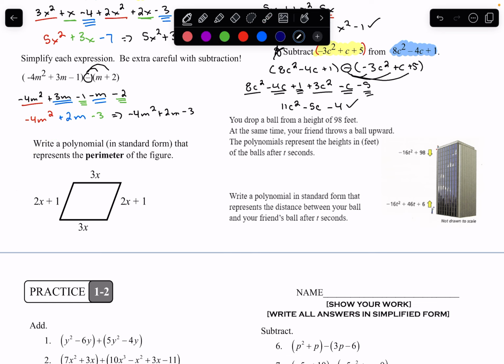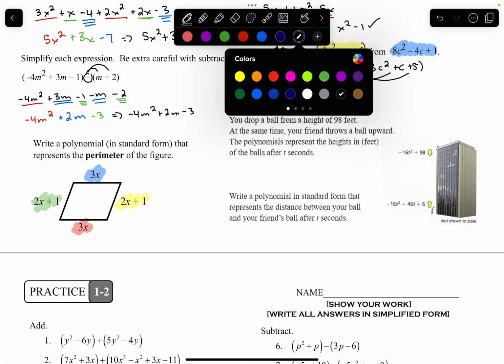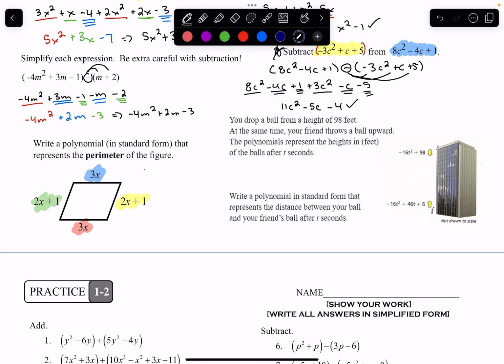So I've got this blue side, I've got this yellow side, I've got the red side, I've got the green side. I need to add those sides together. So I'm going to write down, let's start with the blue, 3x. I'm going to add 2x plus 1, the green. I'm going to also add the red at the bottom, the 3x, and then I'm going to add the yellow, which is also 2x plus 1.